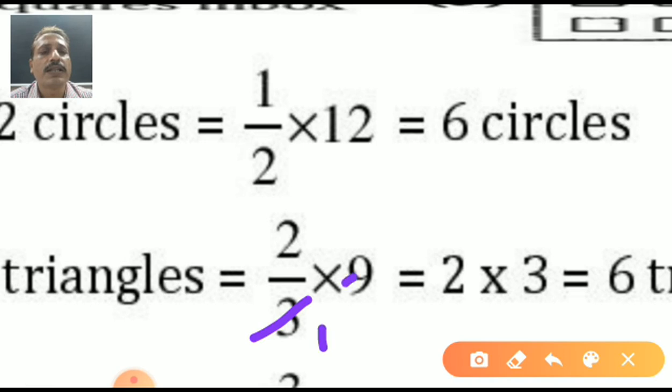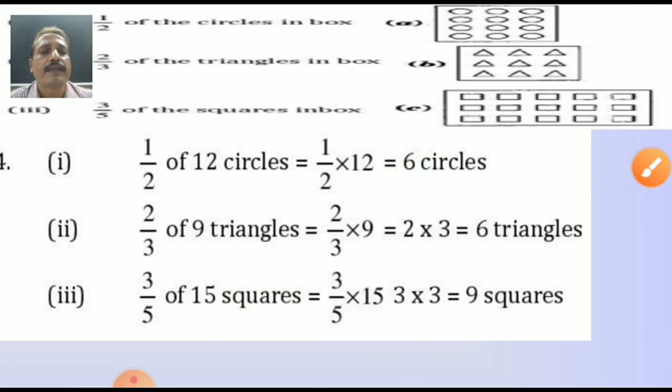3 1s are 3, 3 3s are 9. So what is left here? 2 into 3. 2 into 3 gives us a 6. Yeah, 6 is there. Last but not least of this question, 3 upon 5 of 15 squares, because 15 squares are given in the picture. 3 upon 5 multiplied by 15.